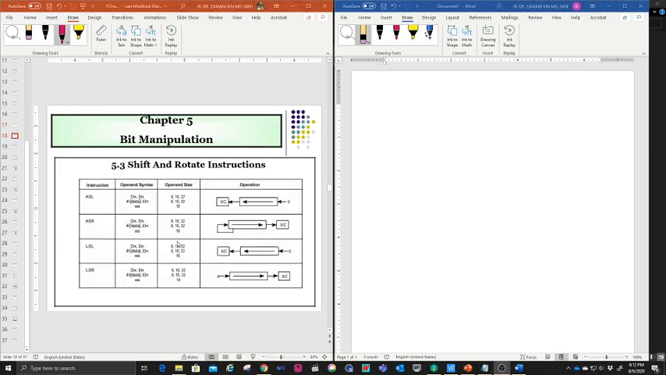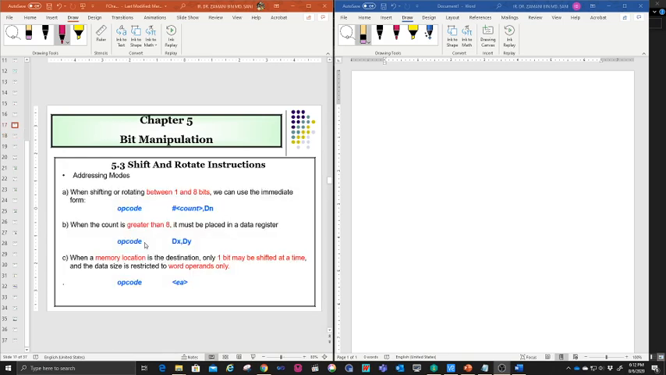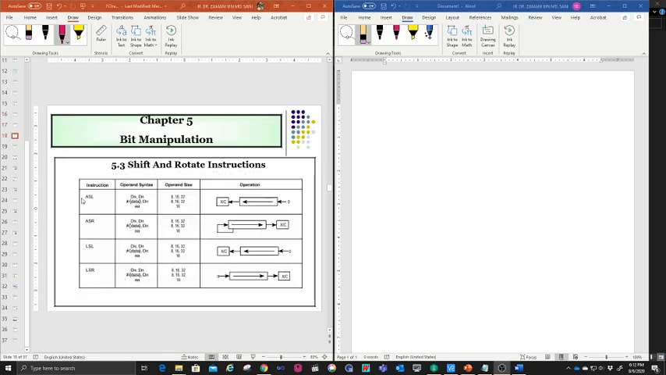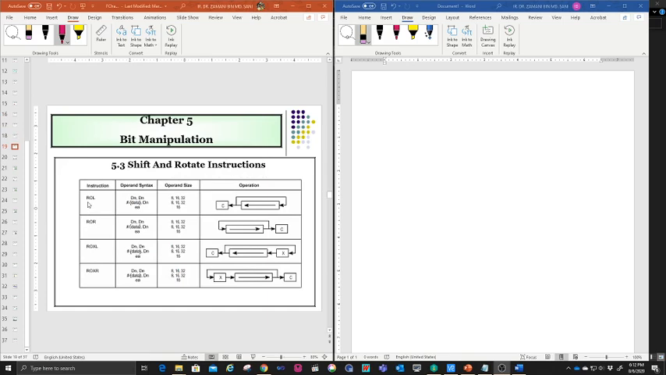But before we work on the examples, especially on the EASy68K, you have to look at the table over here. This is a table for the 8 of them. The first one is ASL and then ASR, then logical shift left and logical shift right, rotate left, rotate right, rotate left with extend, and rotate right with extend.